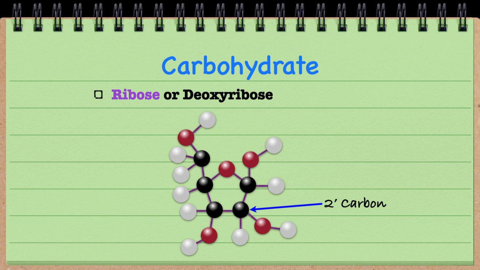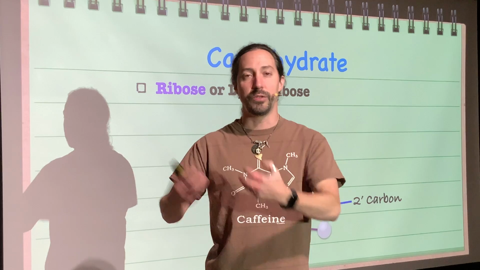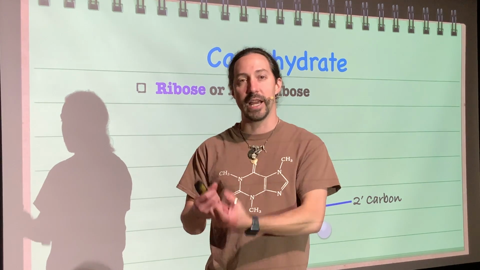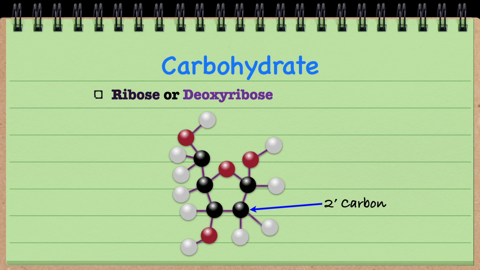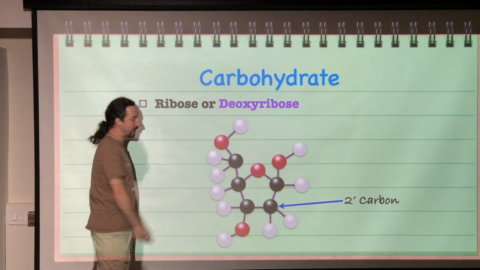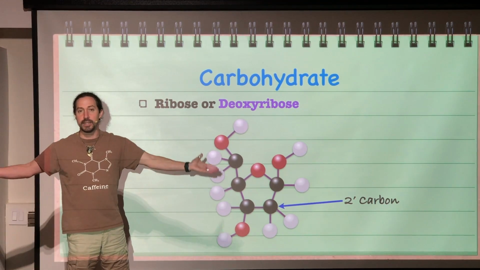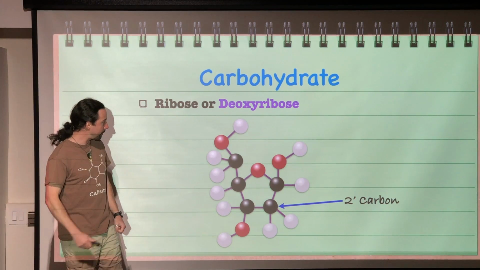Deoxyribose means that we are removing an oxygen. To deoxy means to take away an oxygen. So deoxyribose would be like this, where now we have taken away that oxygen upon that second carbon. And so because our second carbon is missing an oxygen being attached, it is deoxied. It is a deoxyribose.